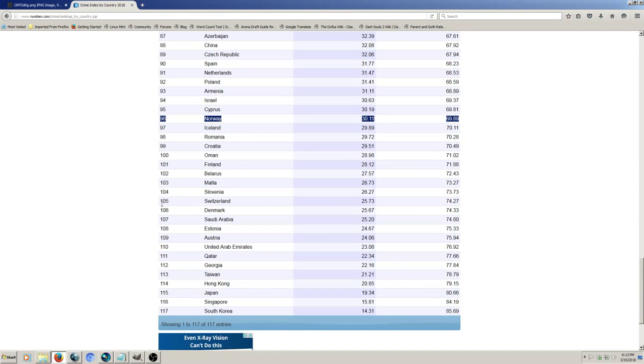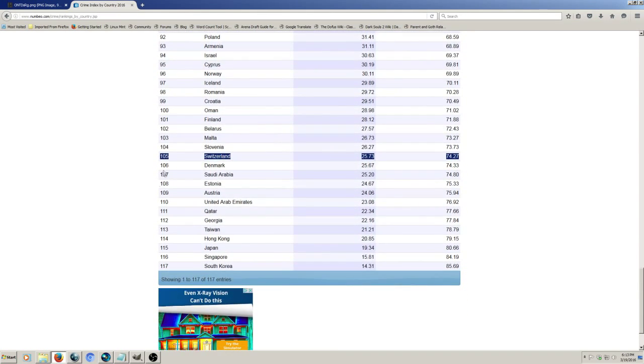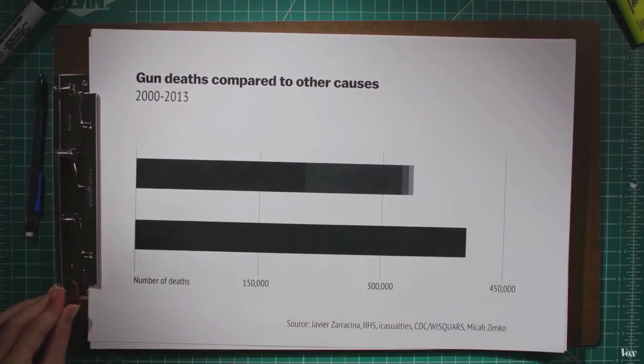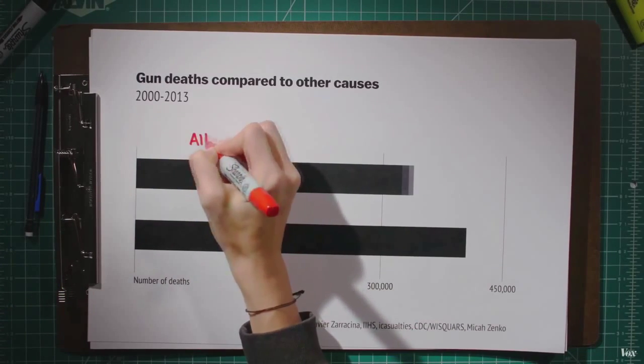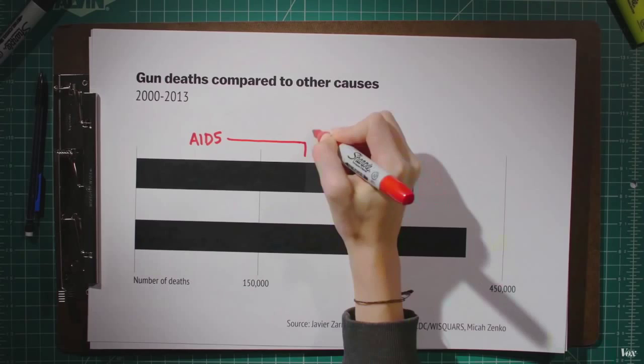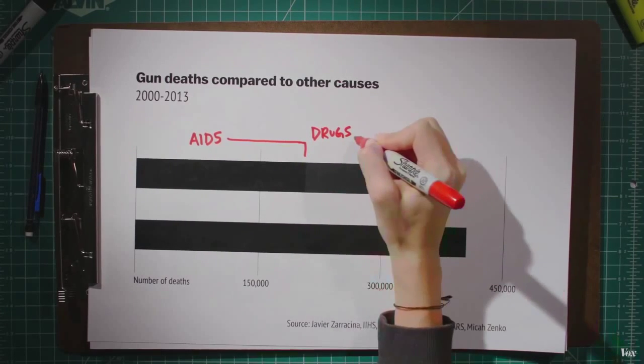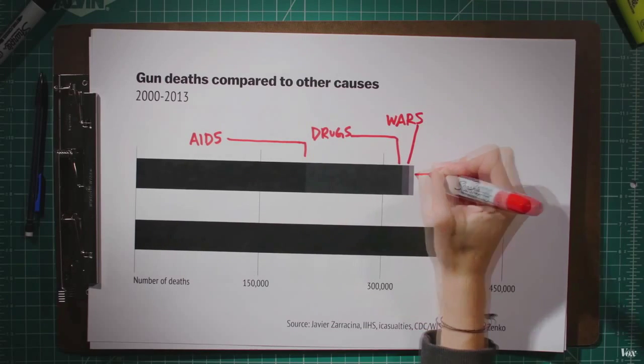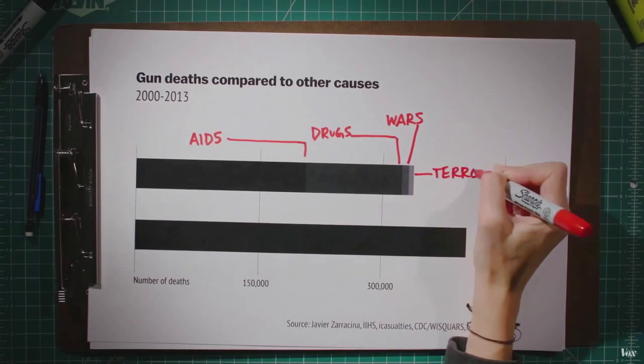I couldn't remember all of the countries they listed, so I might have highlighted some countries that aren't included in their stats. Altogether, the number of gun deaths in the US from 2000 to 2013 exceeds the number of Americans killed by AIDS, by illegal drug overdoses, the Iraq and Afghanistan wars, and terrorism combined. Yeah, and automobile accidents, cigarettes, and heart disease cause way more deaths than guns.